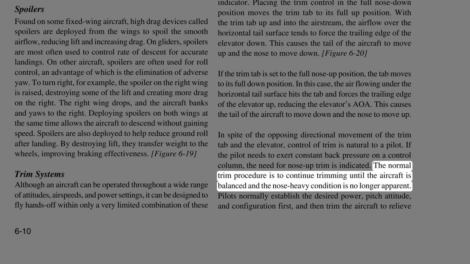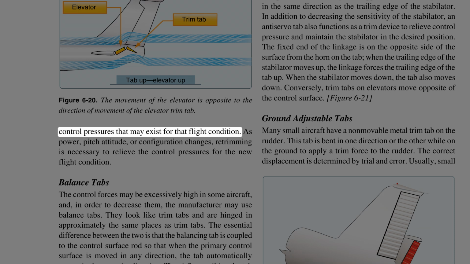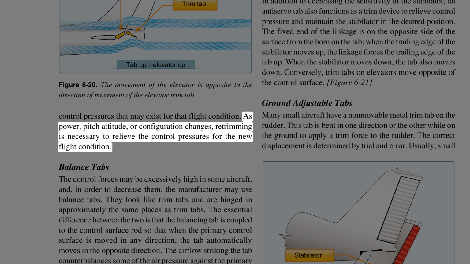Pilots normally establish the desired power, pitch attitude, and configuration first, and then trim the aircraft to relieve control pressures that may exist for that flight condition. As power, pitch attitude, or configuration changes, retrimming is necessary to relieve the control pressures for the new flight condition.